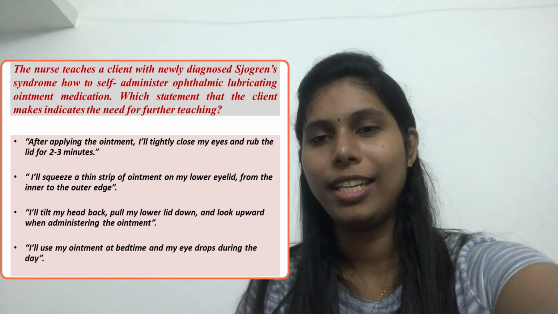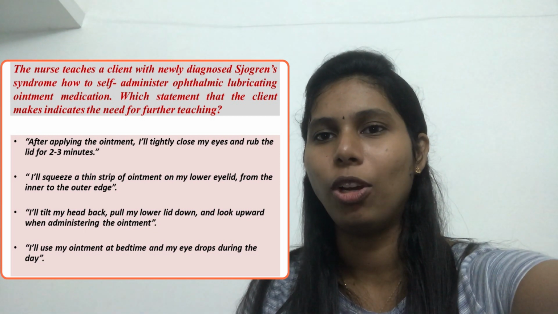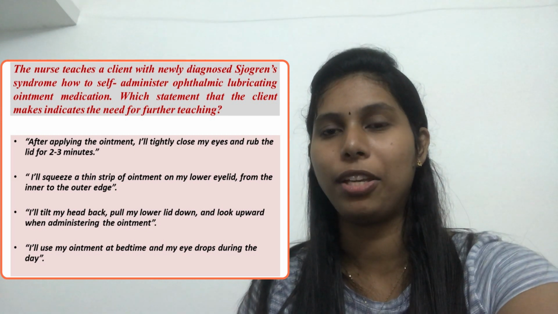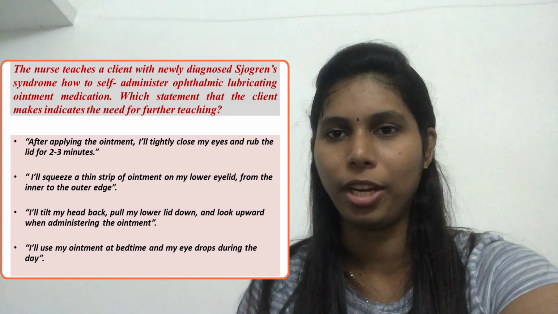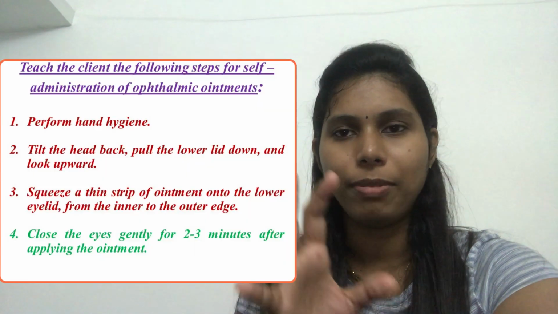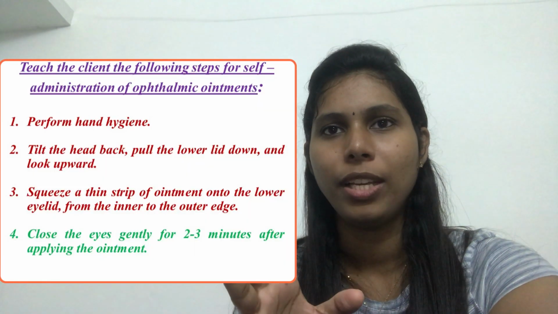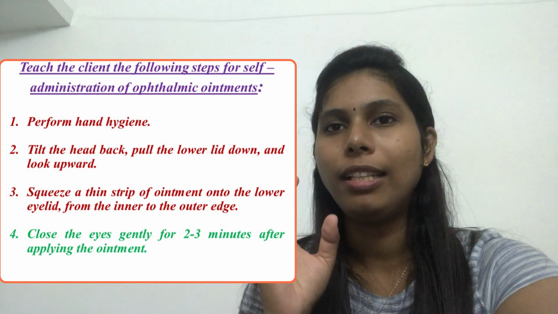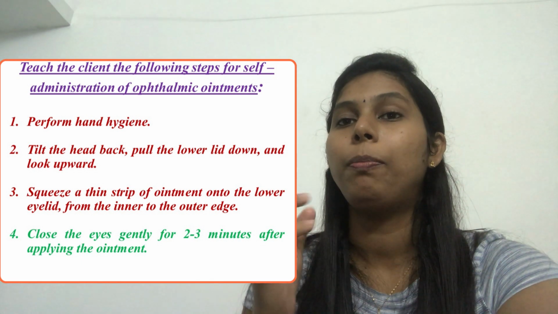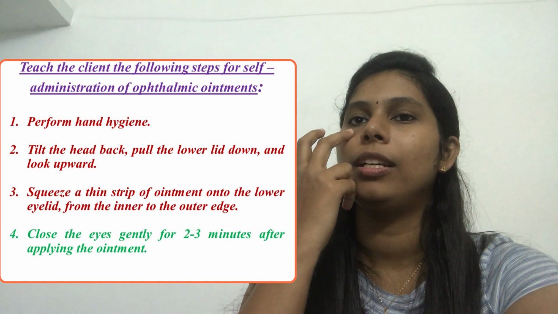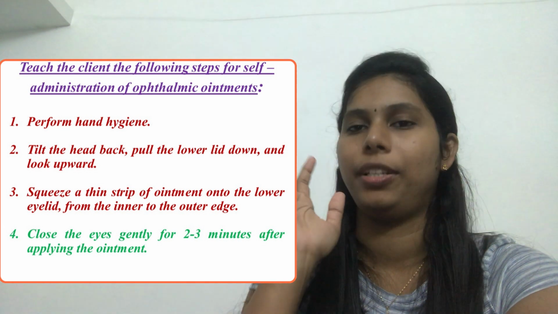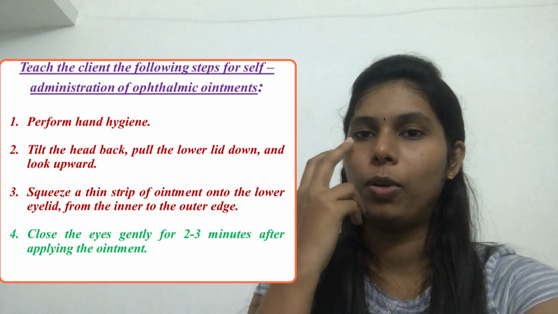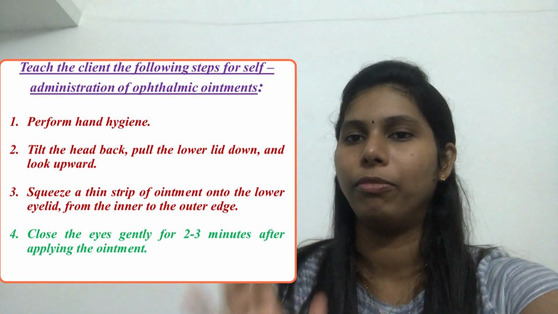Before choosing the right answer, we'll study the steps of the procedure for the administration of eye drops or ointment. The first step, same as everything, wash hands or perform hand hygiene. Then the second step, tilt the head back, then pull the lower lid down and look upward. Tilt the head a little bit back, then pull the lower lid down and look upward.